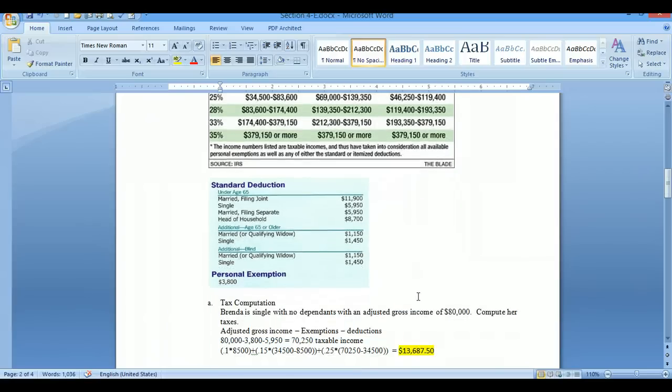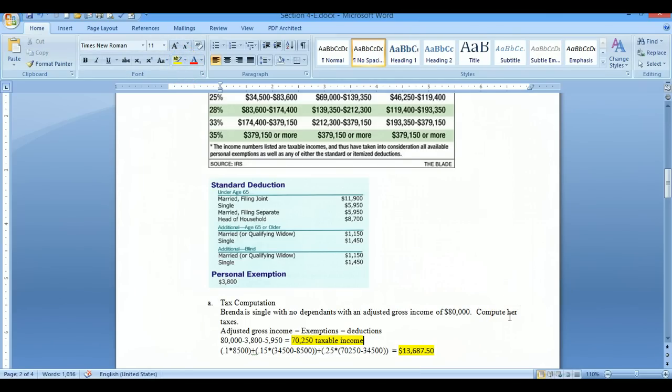So our first one, we're going to do a tax computation for Brenda. She's single with no dependents with an adjusted gross income of $80,000. We're going to compute her taxes. So the first thing we need to find is her taxable income, and that's subtracting all of her exemptions and deductions. She has $80,000, so we have $80,000, subtract the personal exemption of $3,800, and her deductions, we're going to go ahead and go with the standard deduction for a single person, is $5,950. Subtracting all that leaves us with $70,250 for her taxable income.